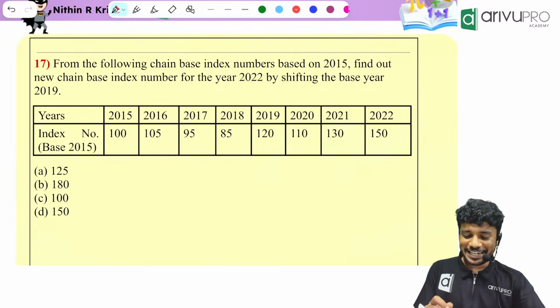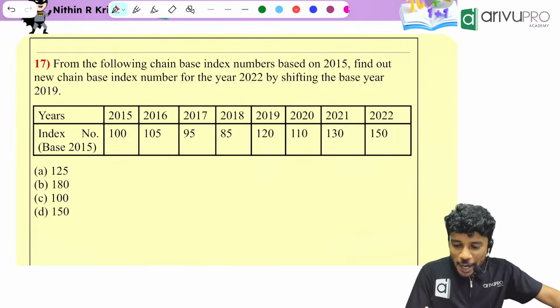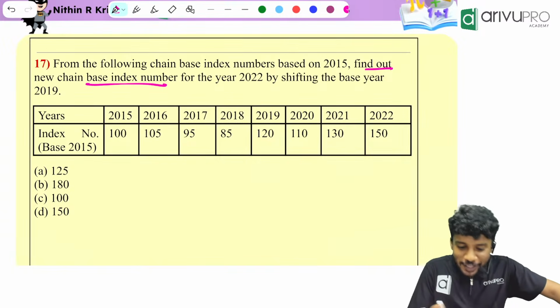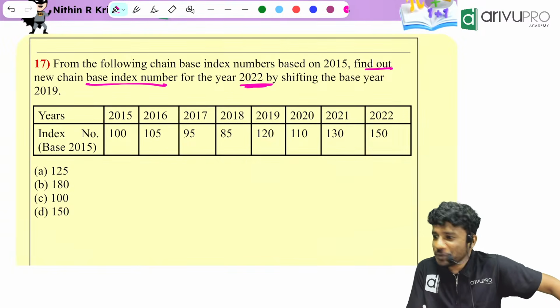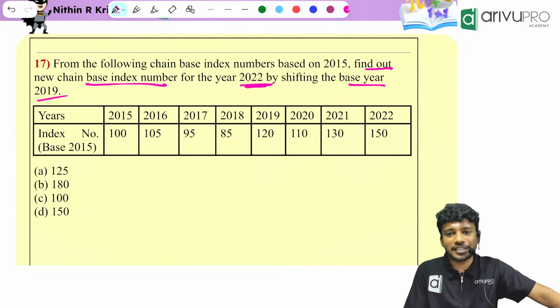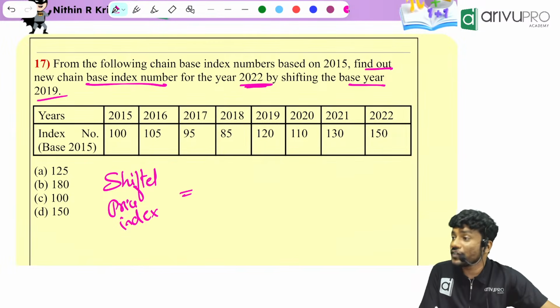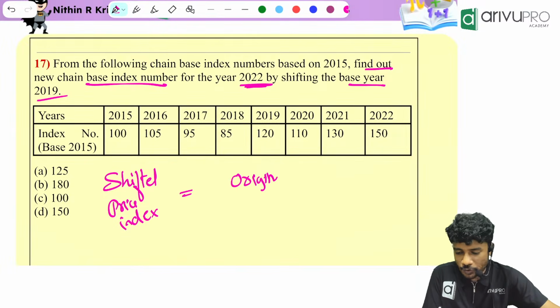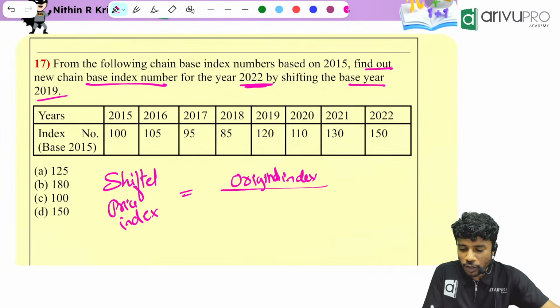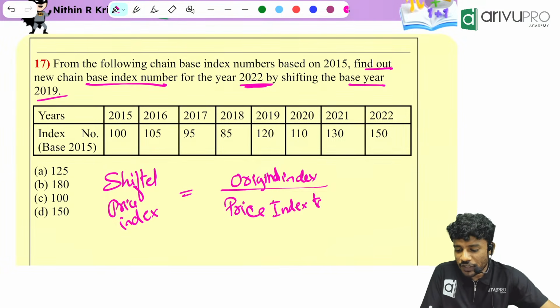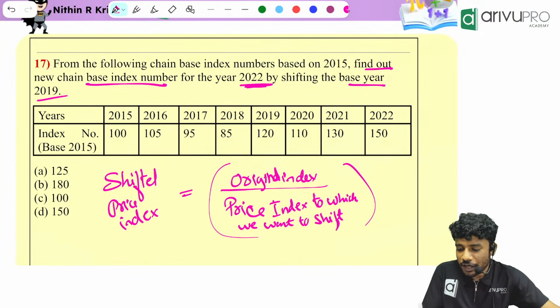Now, from the following chain-based index number based on 2015, find out the new chain-based index number for the year 2022 by shifting the base year to 2019. We know what was the formula for our shifted index number. The shifted price index is nothing but, we know, original index divided by the price index to which we want to shift, then multiply it with 100. That is our formula.